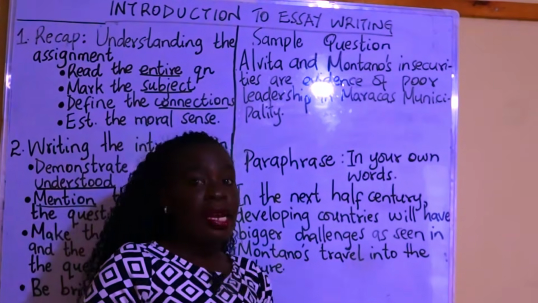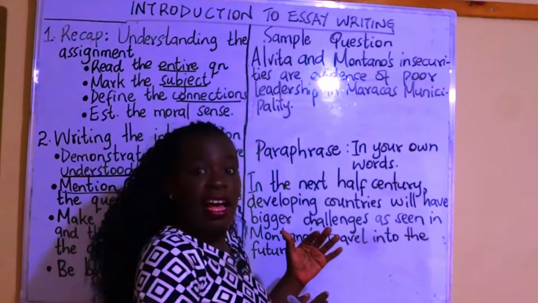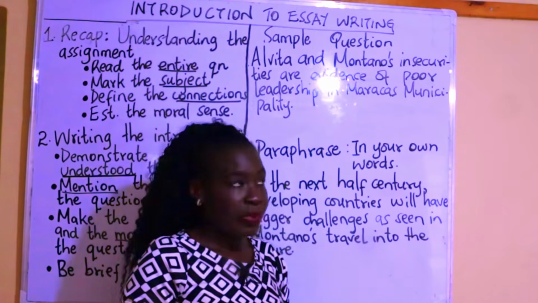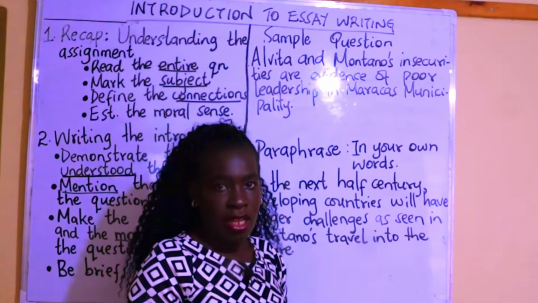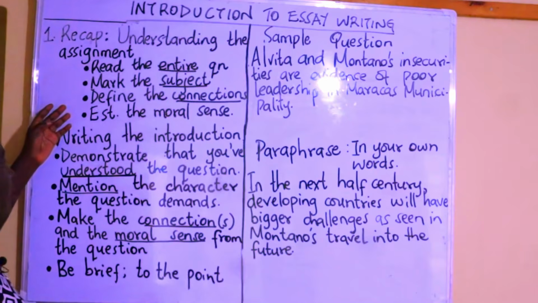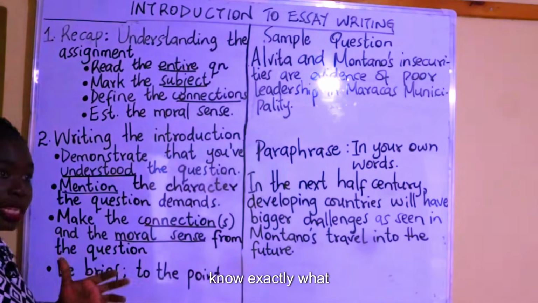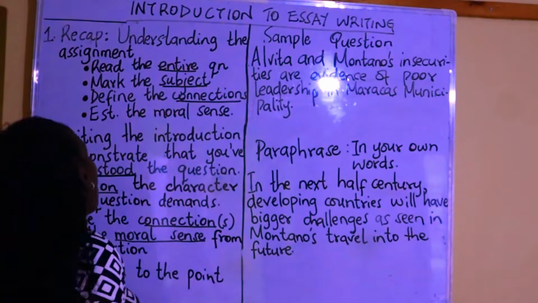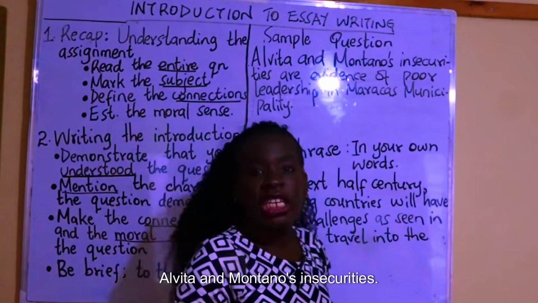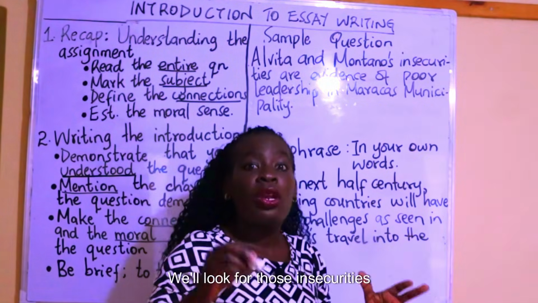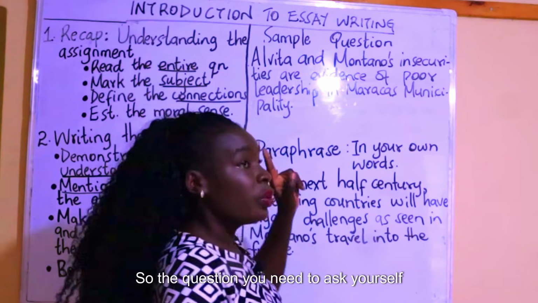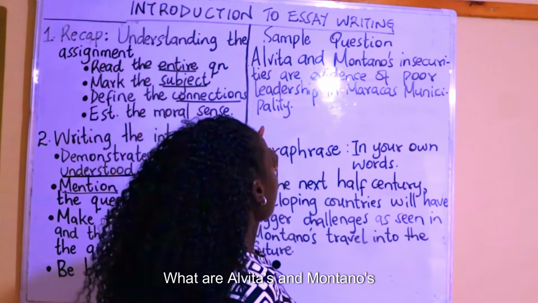And I had said in that highlight that this question simply means that if leaders engage in corruption, it's not just the adults that suffer. Even children, school-going children, do suffer. In this question, if we were to use our guidelines here in order to understand it well, know exactly what is expected of us, then we'll see that the subject is Alvita and Montano's insecurities. That is what the question is about. We'll look for those insecurities and they will be our departure point. So the question you need to ask yourself, what are Alvita's and Montano's insecurities?